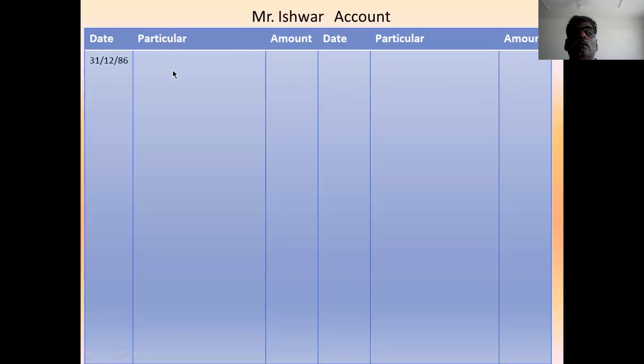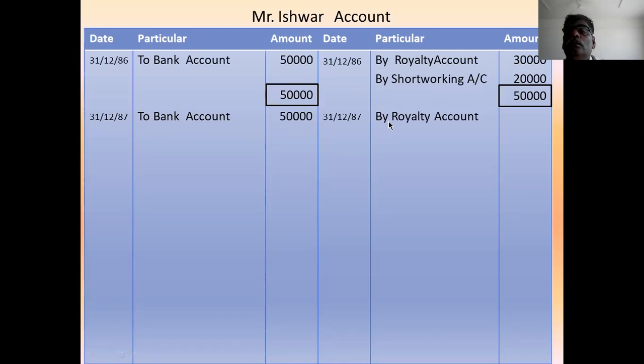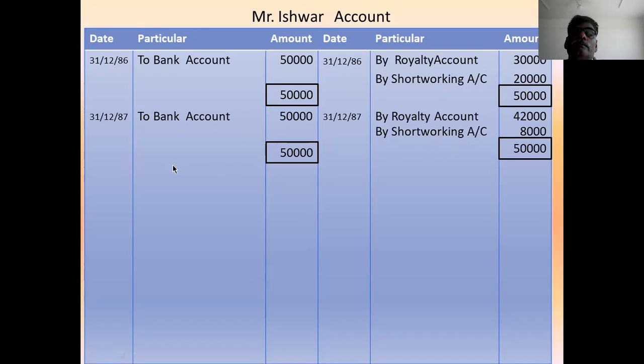You see here, to bank 50,000 from the payment column, by royalty 30,000 from the royalty column. Close the account; the difference is 20,000. This 20,000 is short working. Next, to bank 50,000, by royalty 42,000, total 50,000. The difference of 8,000 is short working.